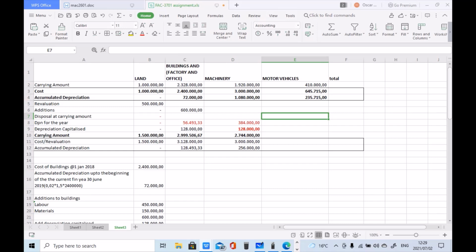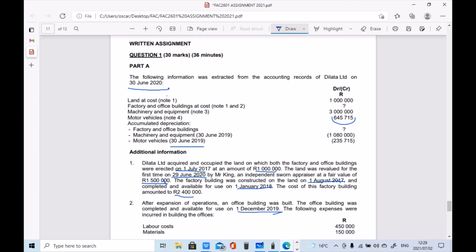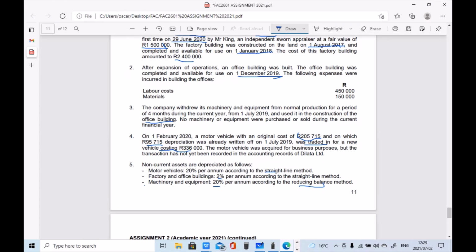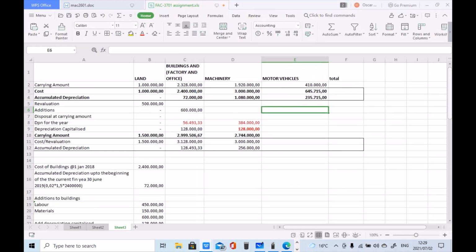Now, additions, they did add some vehicles. They told us they bought some vehicles for 336,000. Let's just check where they said that. Here. It was traded in for a new vehicle costing 336,000. So you just put that in, 336,000. Those are your additions.